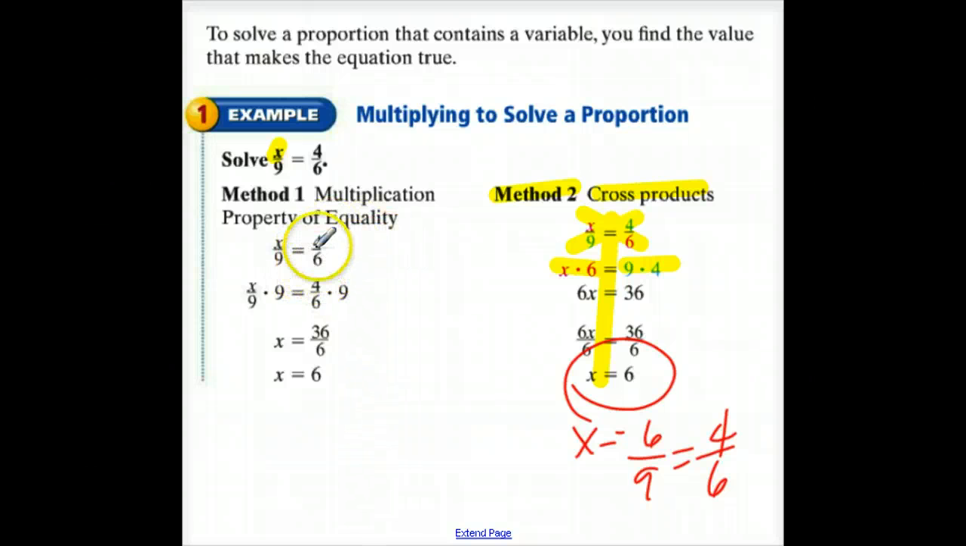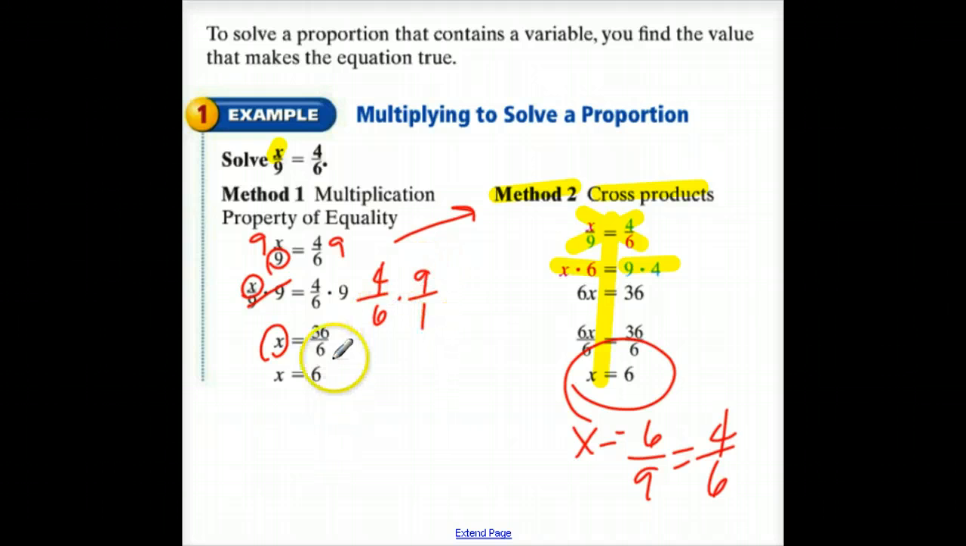One other way you might prefer is called the multiplication property of equality. If I have x/9 equals 4/6, the same one we solved over here, I look at the ratio with the unknown variable, in this case, the denominator is 9. If I multiply both sides by that denominator of 9, my 9's cancel out on this side, so I'm left with just x. And over here, 4/6 times 9/1 is 36/6. Now I can simplify that and I get x equals 6, the same answer I got over here.